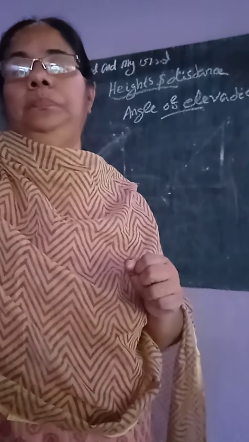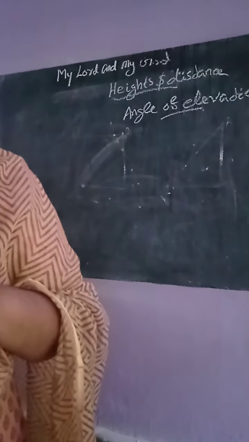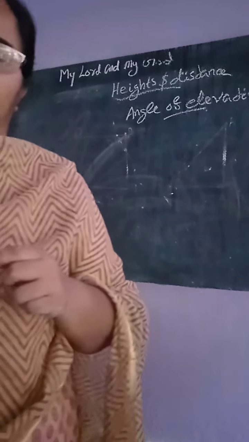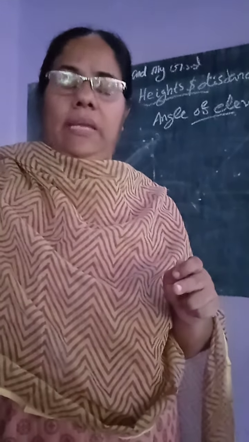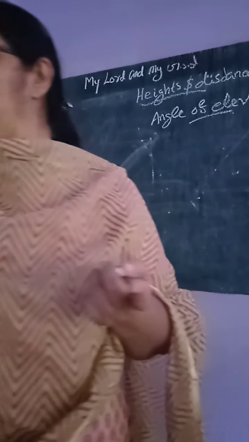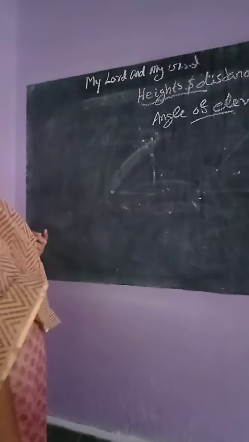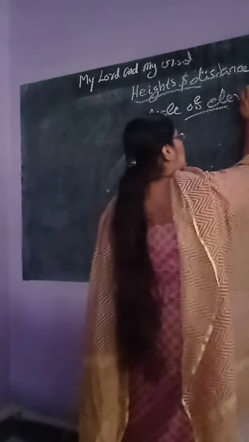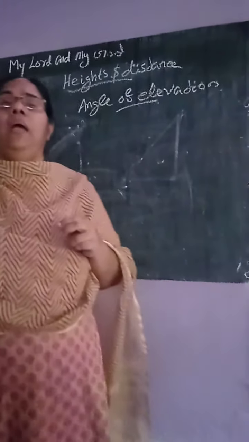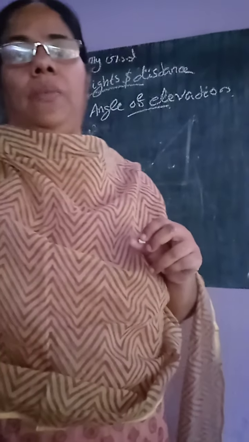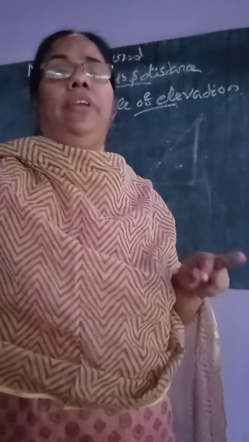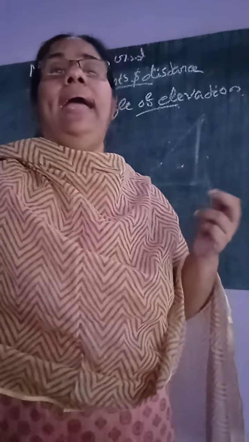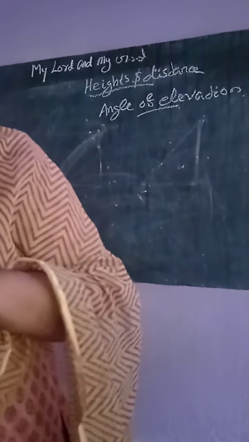Write one question. Right. The length of the shadow of a vertical tower is √3 times its height. Find the angle of elevation. Repeat the question. The length of the shadow of a vertical tower is √3 times its height. Find the angle of elevation.